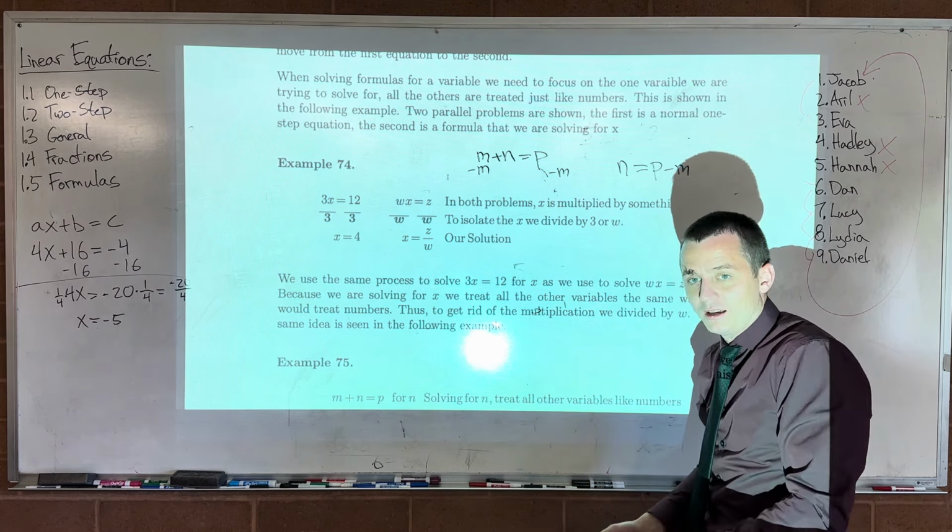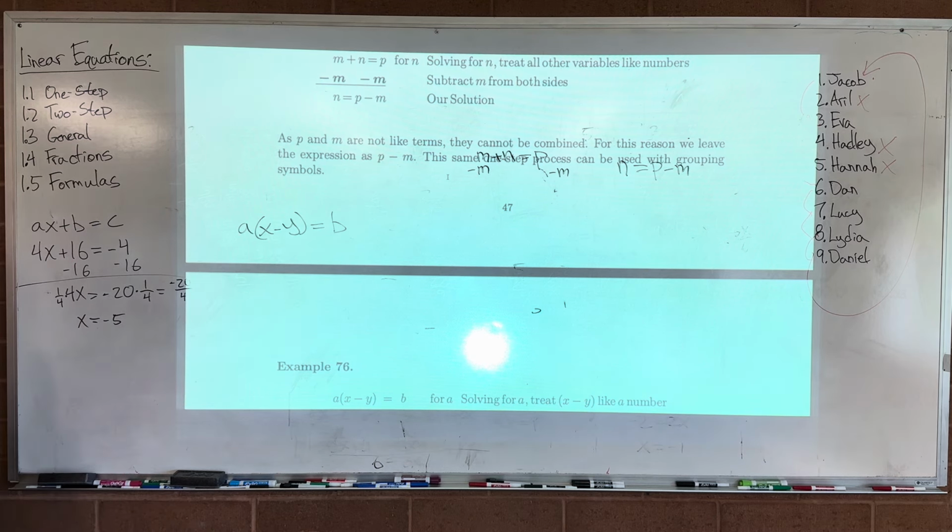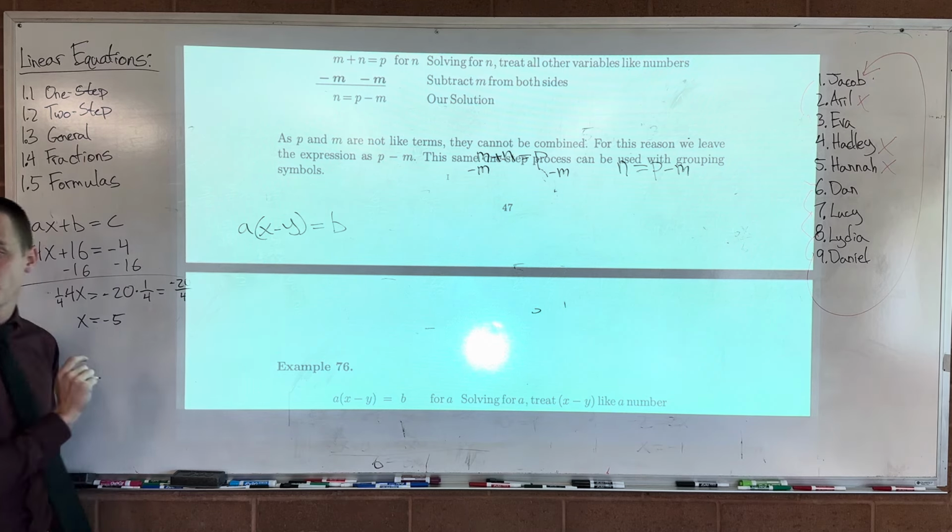All right. So we're solving this one for a. So we have a times (x minus y) is equal to b. What are we going to do? Distribute your a? Ooh, we do not want to distribute. We have a times something is equal to b, and I want to get the a by itself. In other words, I want to get rid of x minus y on this side.